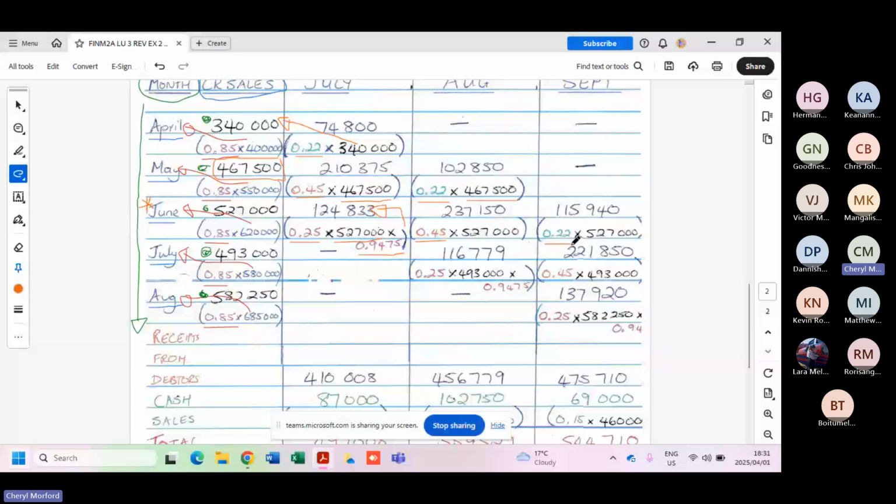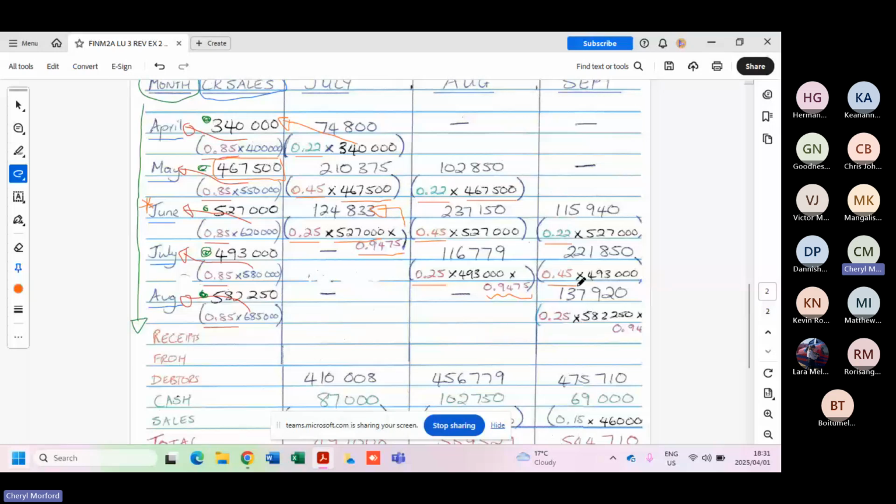So July, the sale happens. 1 month later in August, we're going to collect that first installment of 25% of the credit sale. Remember the discount. So multiply by 0.9475. Then, a second month later, we're going to receive the 45%. What do we do now with that last 22%? We don't put it in because the question has asked us to stop at September. All right, so that's why we stop at our final installment.